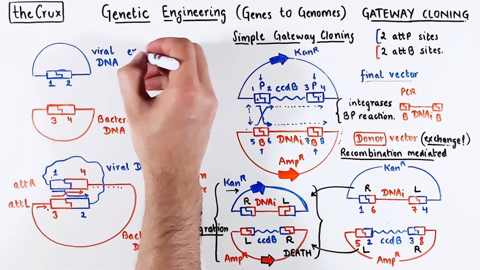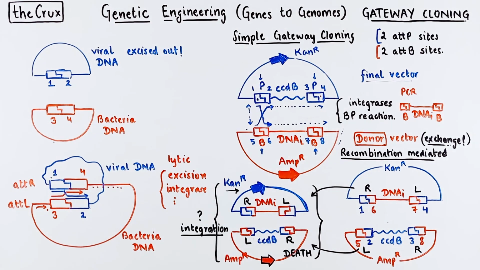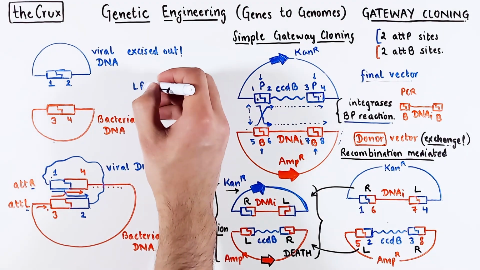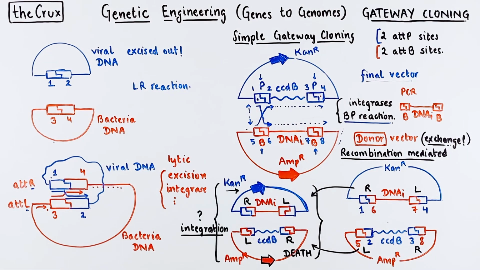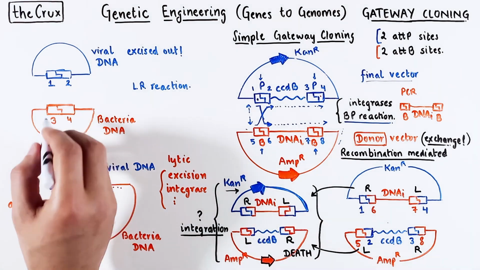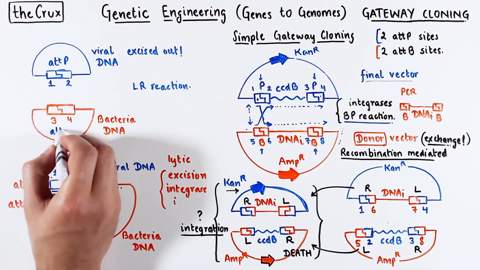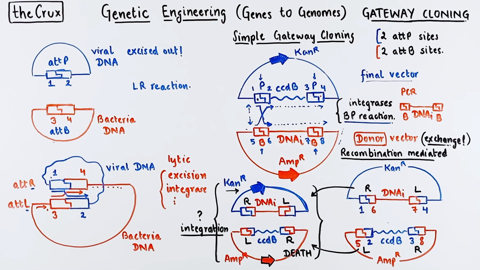Previously, we have noted BP reaction that occurs between attB and attP. This excision occurs between attL and attR, so we call this an LR reaction. From the LR reaction, we can recover the attP and attB sites.